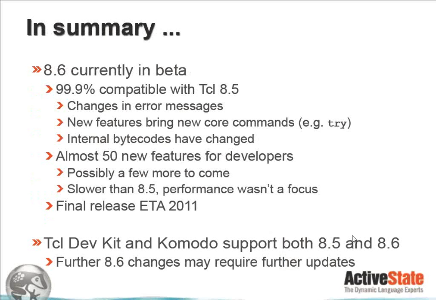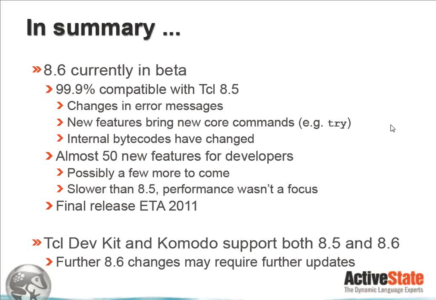So that pretty much covers the set of changes in Tcl and Tk for 8.6. In summary, 8.6 currently is in beta. It is 99% compatible with 8.5. Again, watch for changes in error messages, or as TIP 323 notes, that there's actually a lot of things that used to error that now just ignore that. There are, of course, also new features bringing new core commands such as try, which may be incompatible with some of your existing code. And then, of course, the internal bytecodes have changed, so watch out if you actually are using precompiled bytecodes.